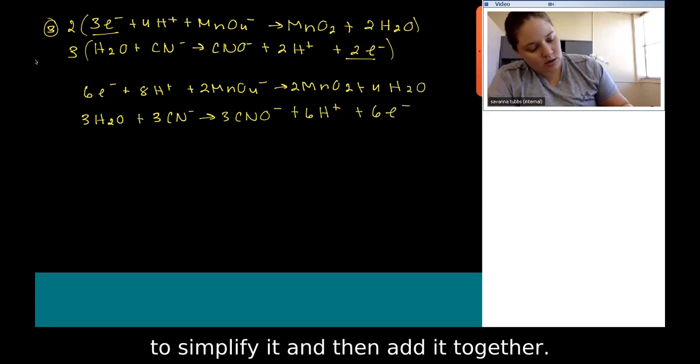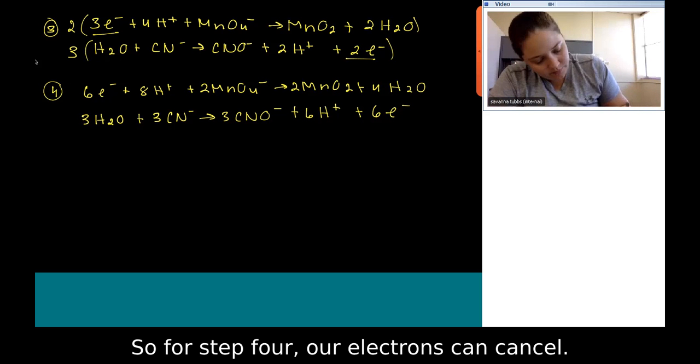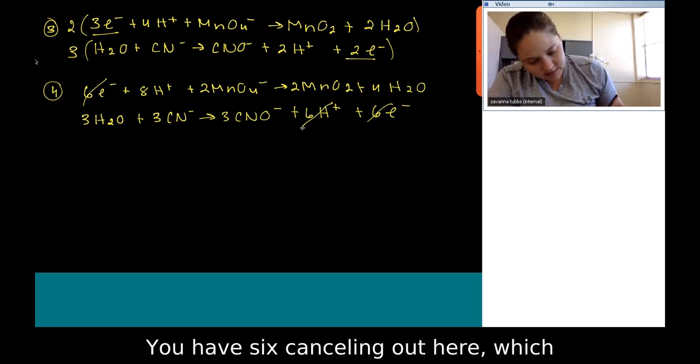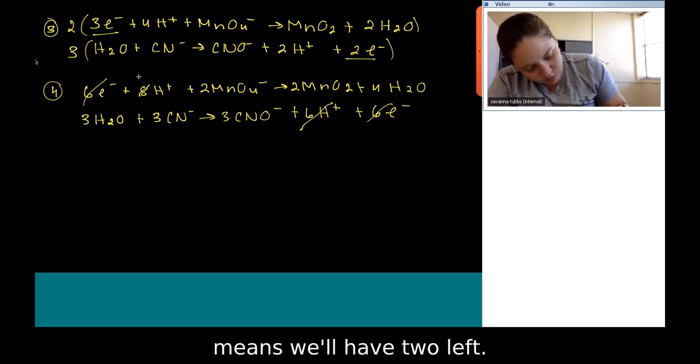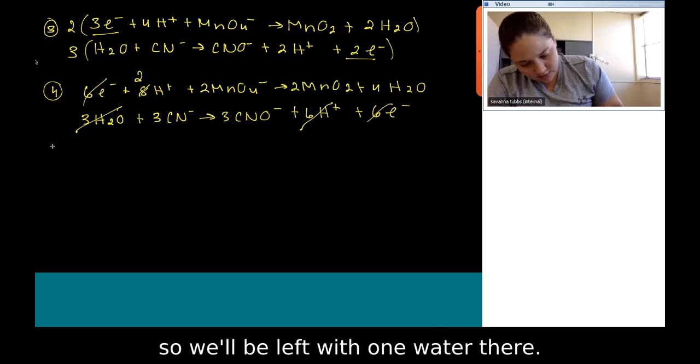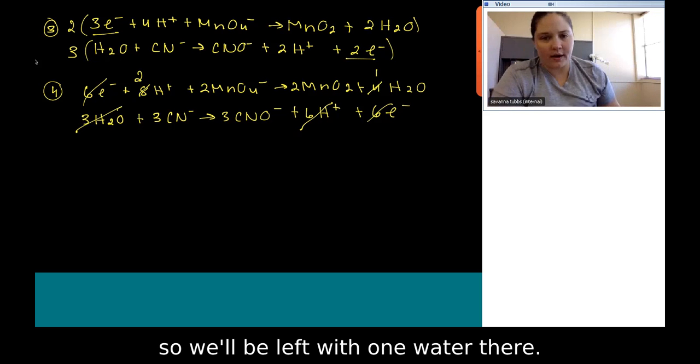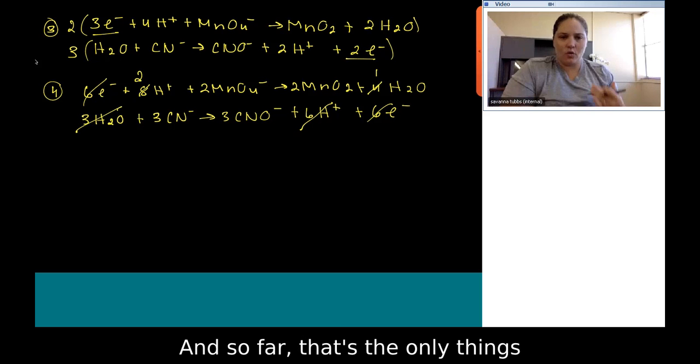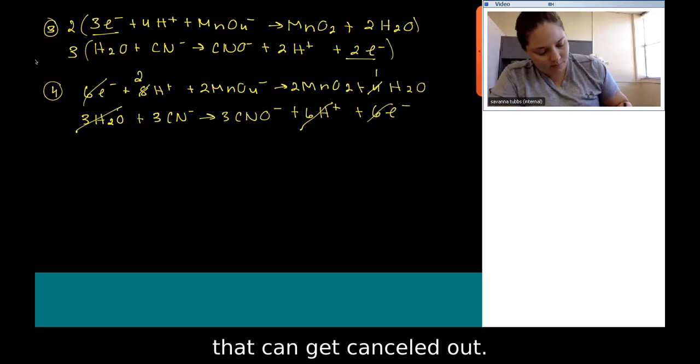Now, for step 4, you need to cancel out the items to simplify it and then add it together. So for step 4, our electrons can cancel. We have 6 canceling out here, which means we'll have 2 left. Our waters will get canceled out here, so we'll be left with 1 water there. And so far, that's the only things that can get canceled out.